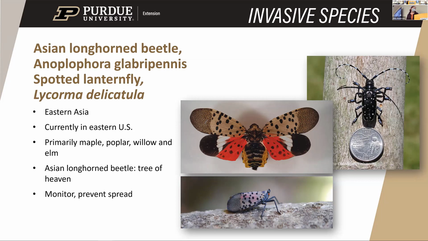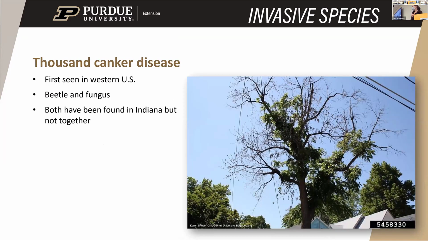The next one we're talking about is thousand cankers disease. This was first seen out west in black walnuts. It's a complex system between a beetle and a fungus. They work together to weaken the tree. Both have been found in Indiana, but it does not appear that they will have a large problem in the eastern US. So this beetle and fungus work together and attack the black walnuts.